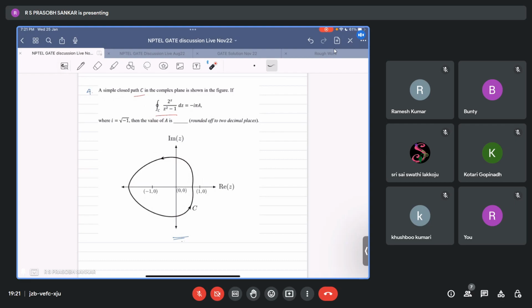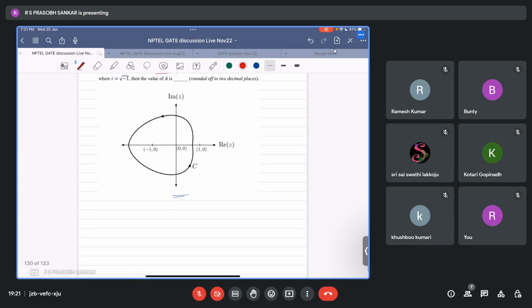If that is the case, then what is the value of a? That's a question. So usually you will be given a curve and we will be asked to compute the integral over that curve. But in this case, the integral is given and the curve is also given, but we need to find the unknown value a.